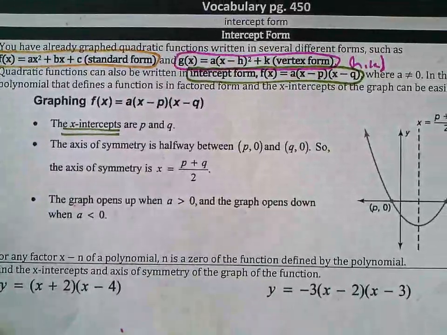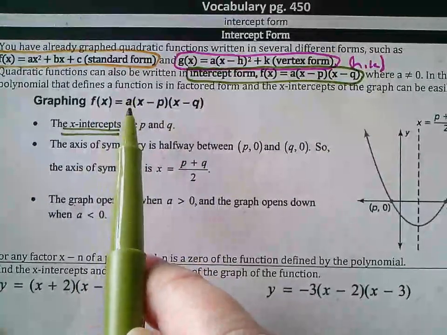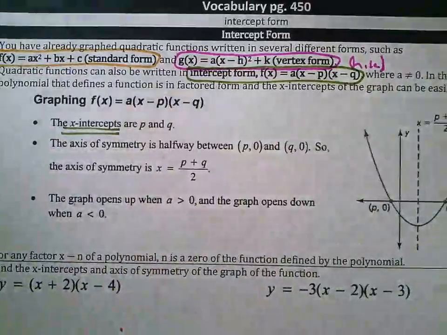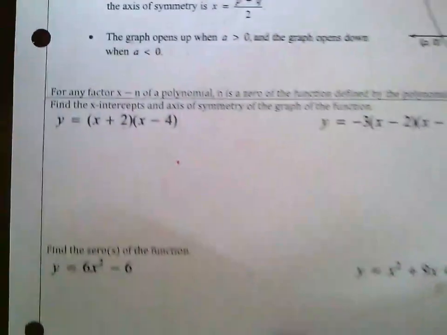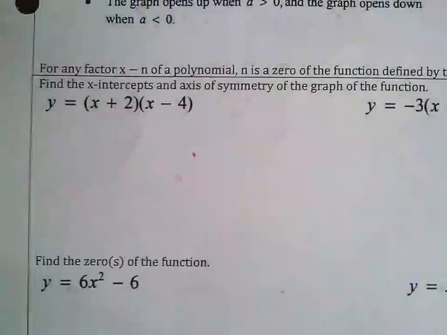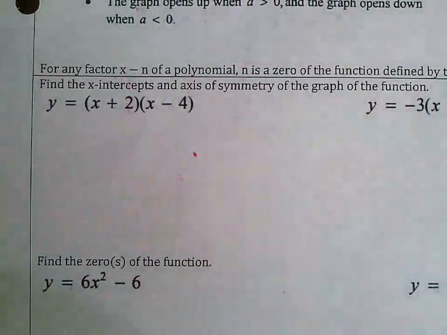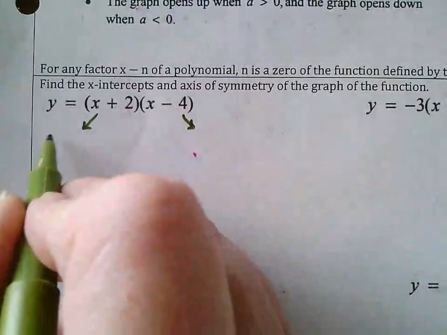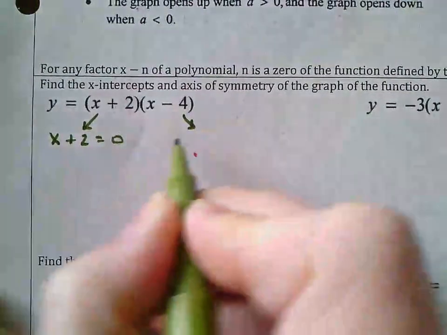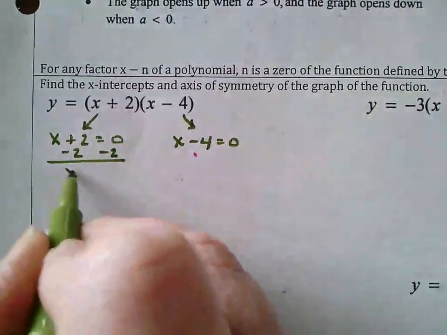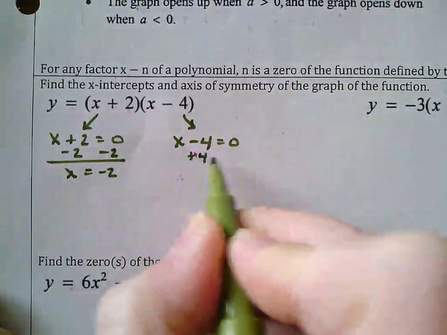So the graph opens up, we know this already, if this is positive, and the graph opens down if this is negative. So let's try a couple. Okay, so when you actually do this, you're looking for where this intercepts. Remember, when we're finding the zeros of something, you do x plus 2 equals 0, x minus 4 equals 0. And you can solve each of these to get your zeros.